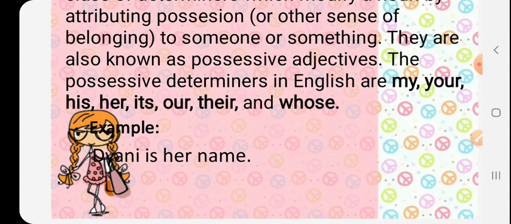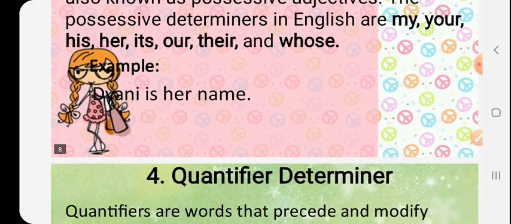So what are we getting to know through possessive determiners? About the ownership. Okay, Dayani is her name. So whose name is Dayani? The specific girl is there, and her name is Dayani. Okay, so this is a possessive determiner.